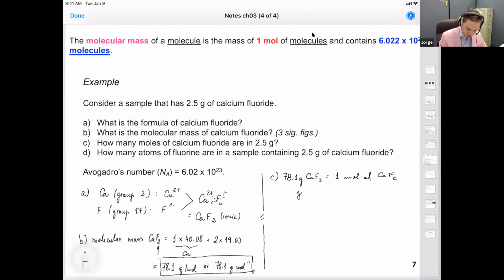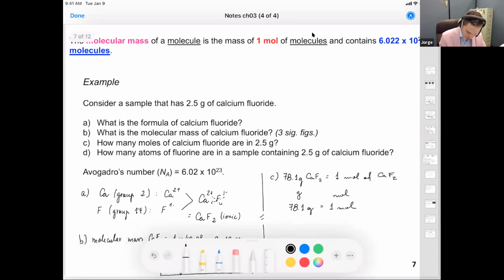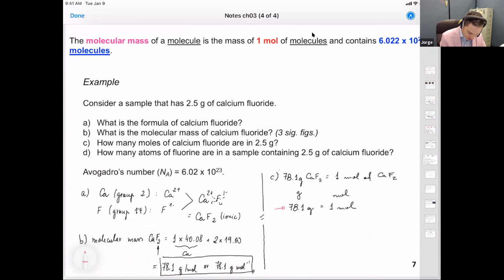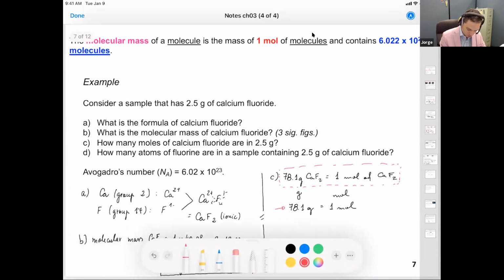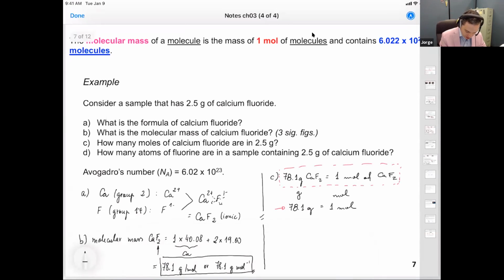So let's organize here. In the first column, I'm going to place everything that's in grams, starting with what I know, 78.1 grams. And in the second column, I'm going to place everything that is in mole. And I know that this mass corresponds to 1 mole. Okay, so remember that the first line always comes from the conversion factor. It is always something that we know for sure. And we will divide. The question is asking us for 2.5 grams, and I want to know the number of moles.